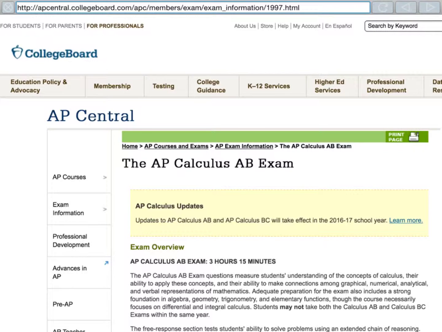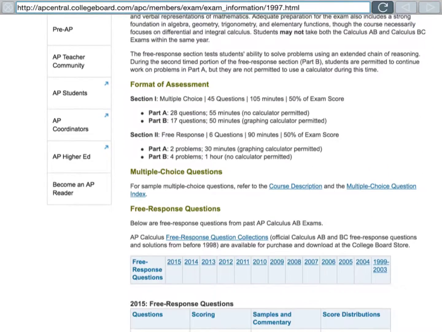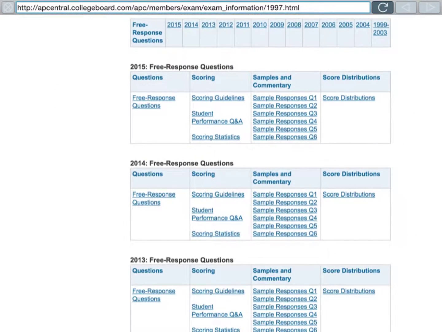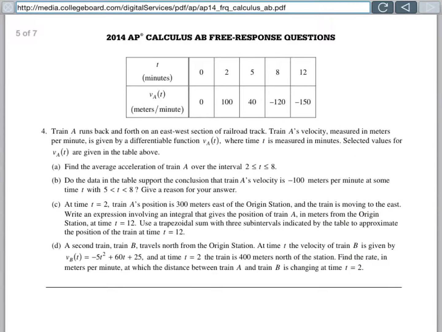So we start on apcentral.com where we find the AP Calculus AB Exam section. We can move down the page and it gives essential information on the AP exam. We'll also find the free response questions. On the side, we can find sample responses where you will get other students' responses. And we can go to the AP Calculus question and scroll all the way down to question number 4, which is the question we'll be focusing on. And on the next slide, we'll start to do the question.